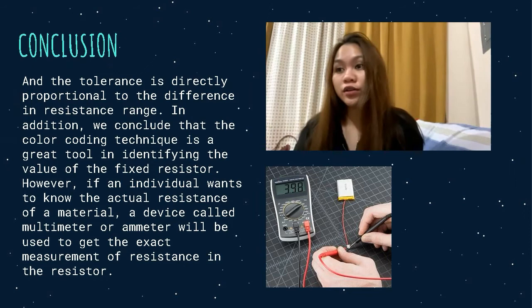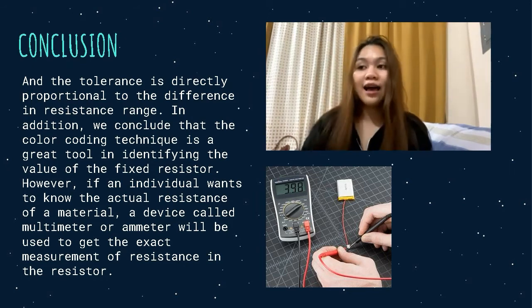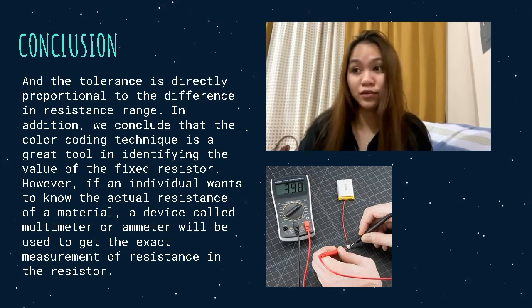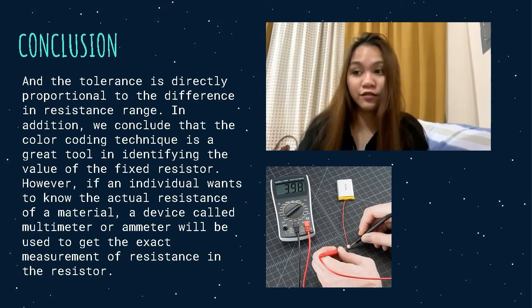In addition, we conclude that the color coding technique is a great tool in identifying the value of the fixed resistor. However, if an individual wants to know the actual resistance of a material, a device called a multimeter or ohmmeter will be used to get the exact measurement of resistance in the resistor.